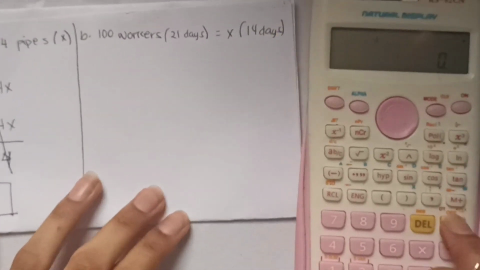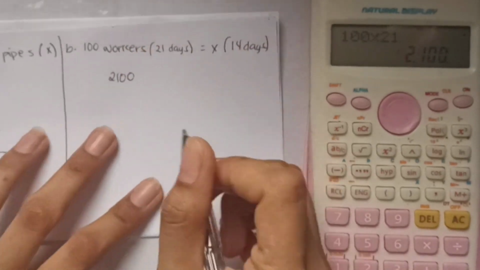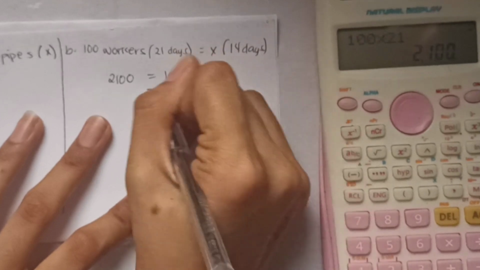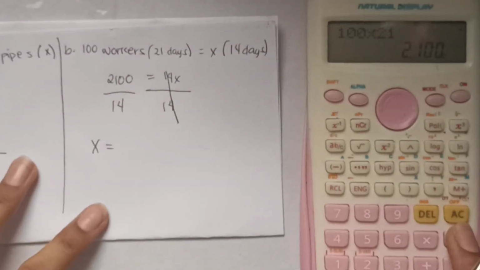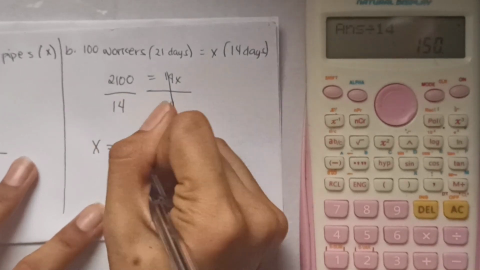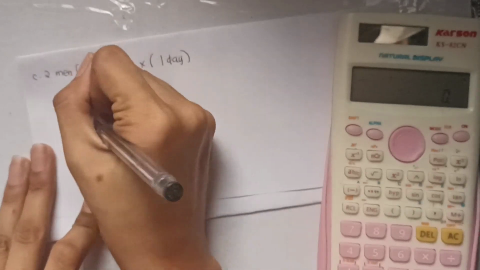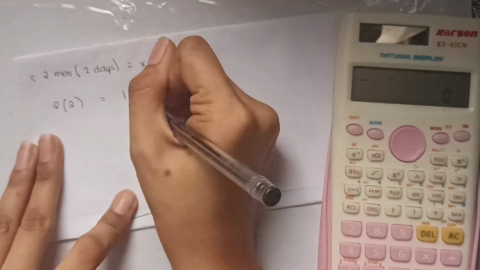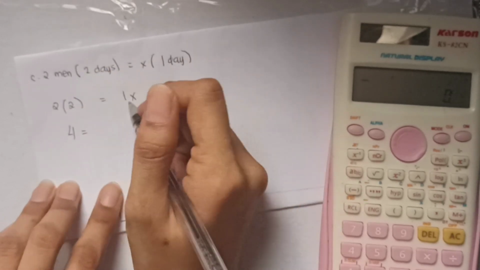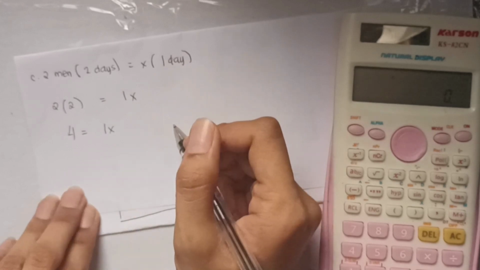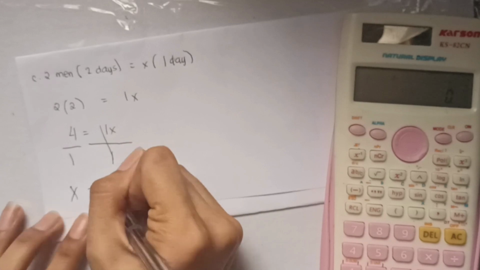As for the letter B, ganun pa rin. Ito times natin yung number of workers sa number of days. So, 100 times 21 is equal to 2,100, and 14 times x is equal to 14x. Divide both sides by 14. The answer is 150. Next, 2 times 2 is equal to 4, and then 1 times x is equal to 1x. Divide both sides by 1. The answer will be 4.